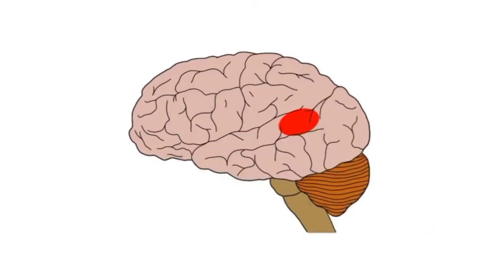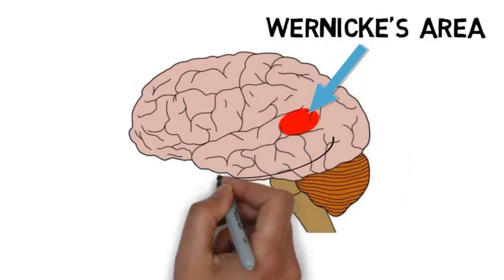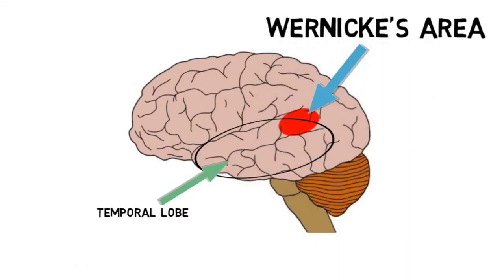Although there is some debate over the exact location of Wernicke's area, it is typically considered to reside in the cortex of the left cerebral hemisphere, near the junction between the temporal and parietal lobes.